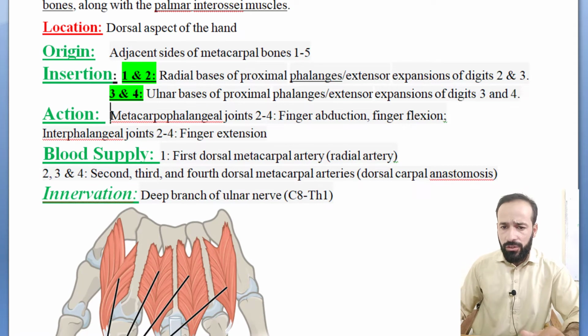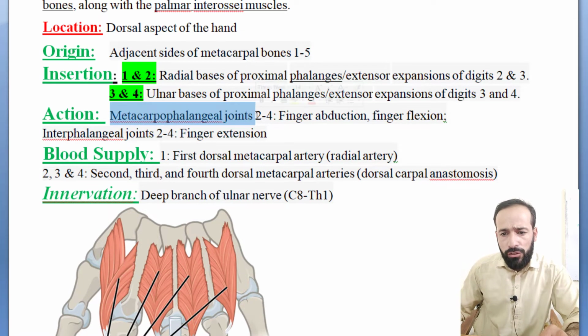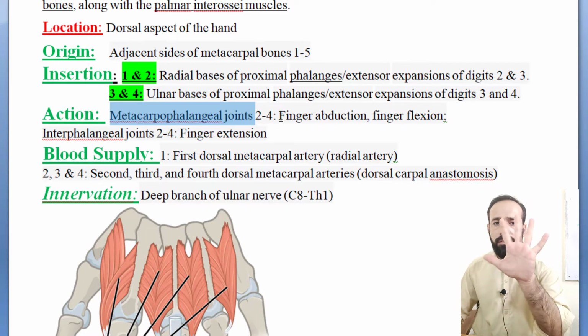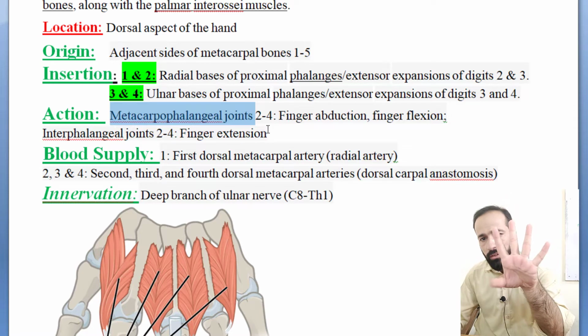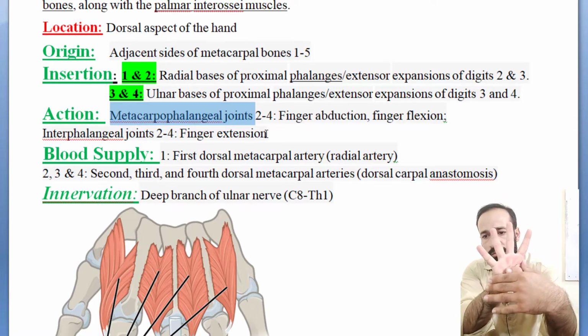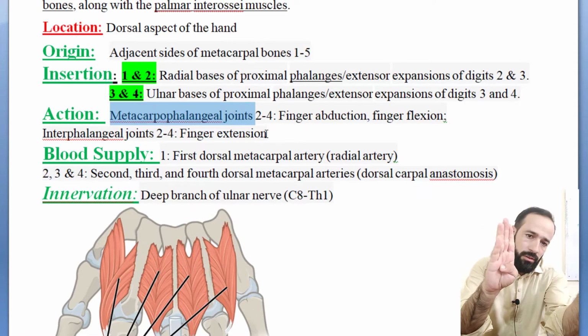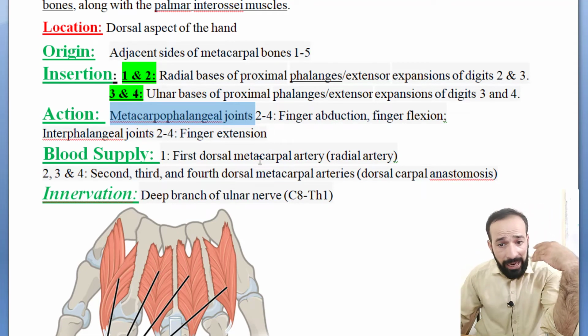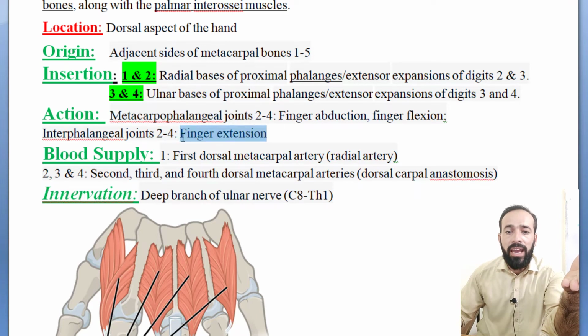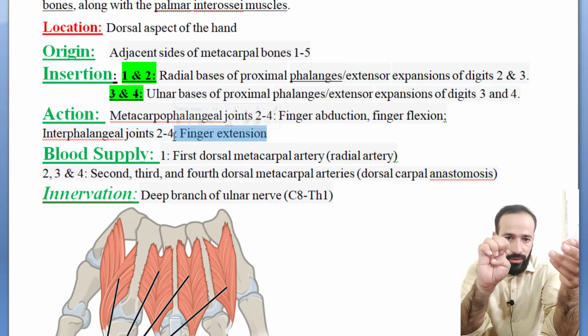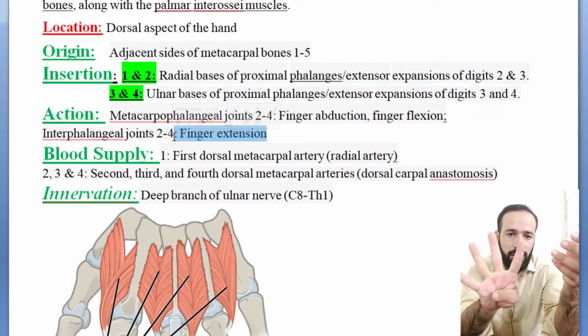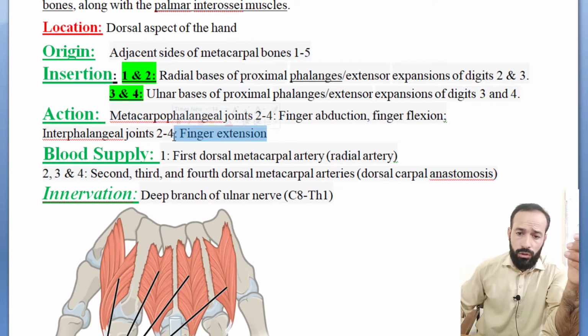And what are the actions? At the metacarpophalangeal joints 2, 3 and 4, finger abduction. Look, this is finger abduction. You can see here. And finger flexion. This is flexion. So finger abduction and finger flexion. And at interphalangeal joints 2 to 4, finger extension also. So finger flexion and finger extension, and this is finger abduction.